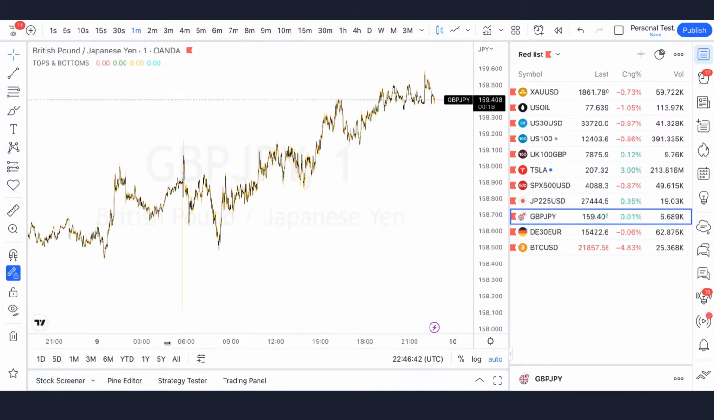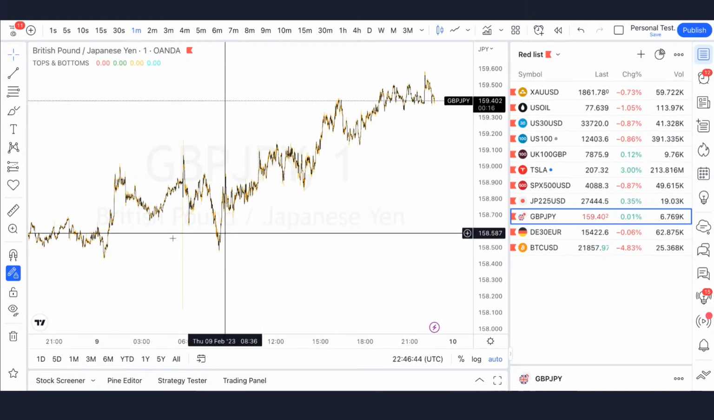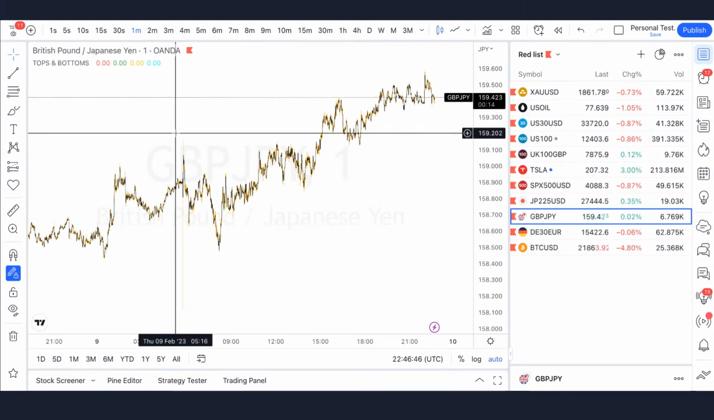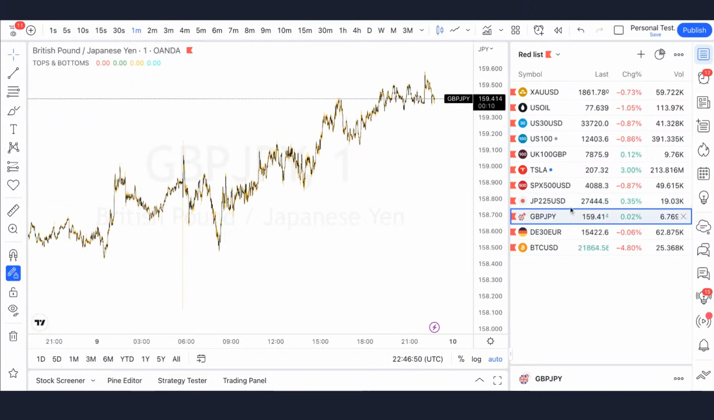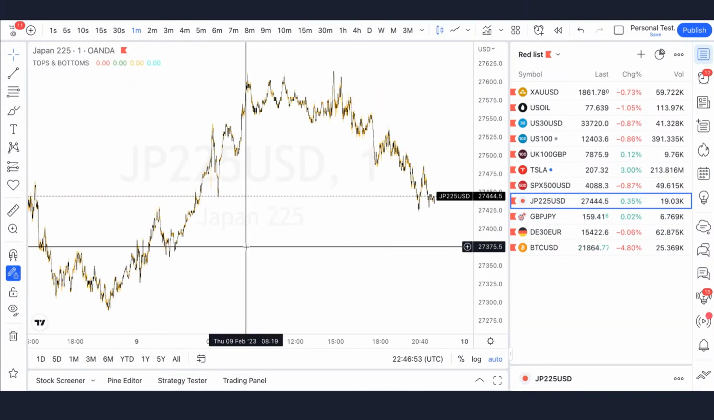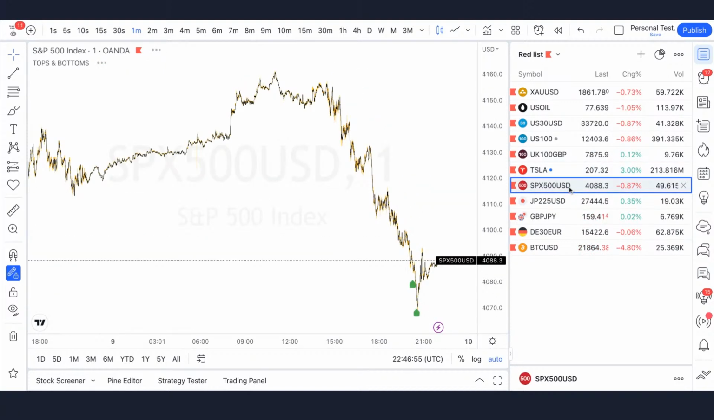Pound JPY, how did things play out on that? Nothing available on the 1 minute chart here. A bit of volatility there. I don't know if that's just a broker or if that is how the market reacted. How did things go on the Nikkei? Nothing available on the Nikkei.